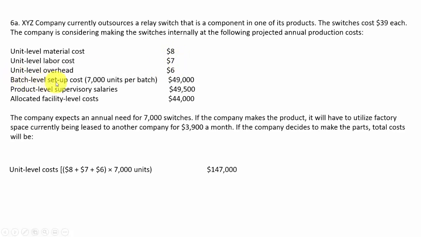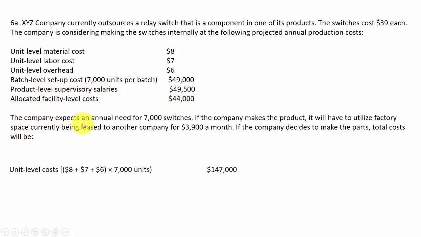Then we have batch level setup cost, which is per 7,000 units in a batch. That's going to cost you $49,000. You're going to incur that cost if you decide to make these. Then we have product level supervisory salaries. You're going to need a supervisor there if you make these, $49,500. And then allocated facility level cost, $44,000. This is the only cost that's not going to be relevant here in this decision.